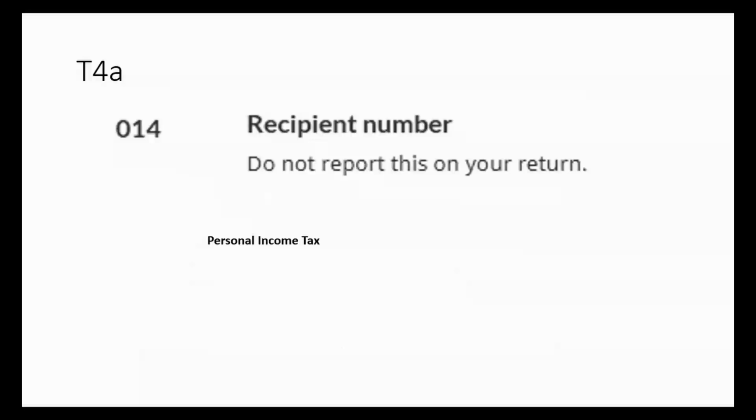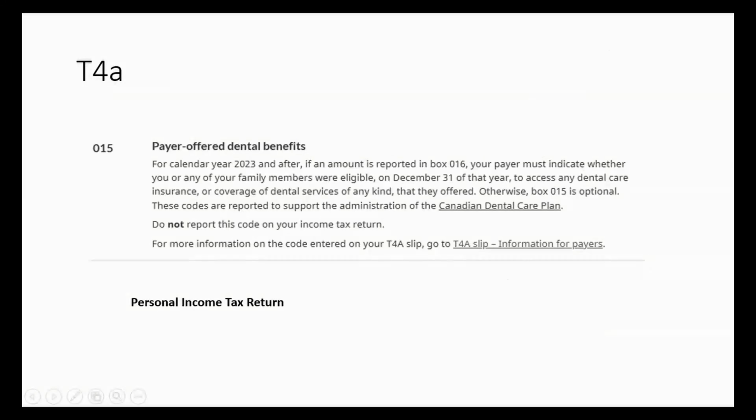If we go back to our presentation, 015 has to do with payer offered dental benefits. For calendar year 2023 and after, if an amount is reported in box 16, your payer must indicate whether you or any of your family members were eligible on December 31st of that year to access any dental care insurance or coverage of dental services of any kind that they offer. Otherwise, box 15 is optional. These codes are reported to support the administration of the Canadian Dental Care Plan. Do not report this code on your income tax return.